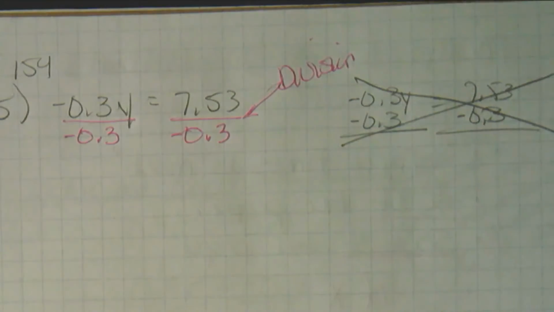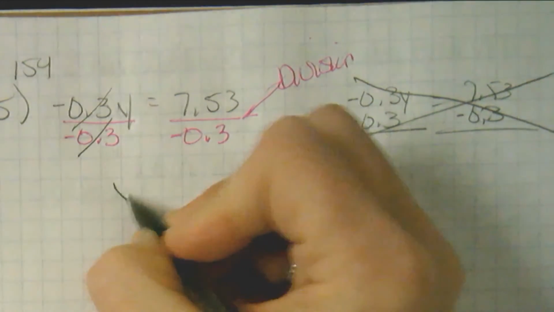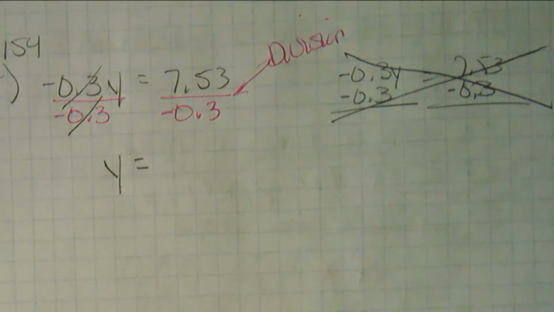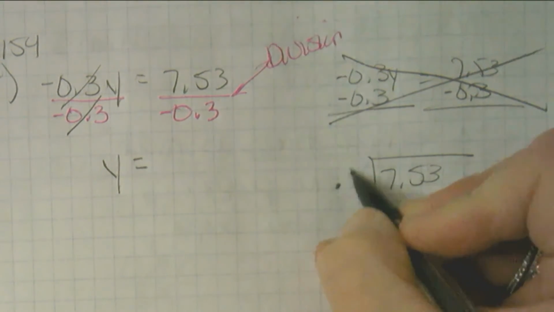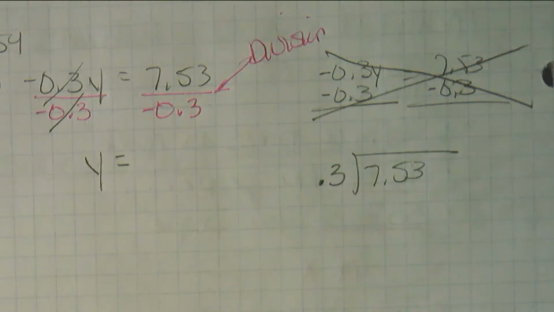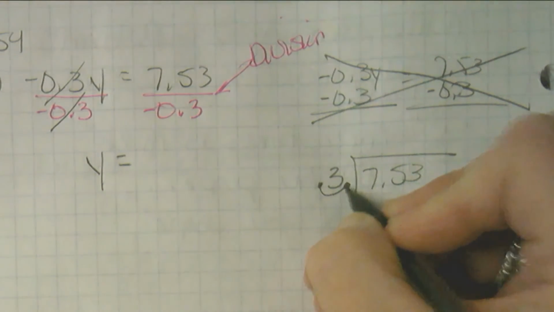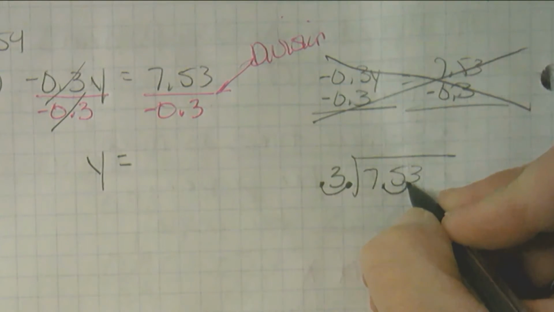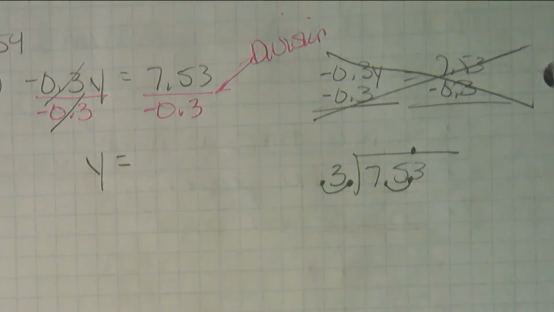All right, so when I do that, my negative 0.3s divide out. So I have y equals. You have to state what your variable equals, please. So off to the side, I'm going to do that division. I'm just going to drop that negative off because in the end, I'll just put a negative on my answer. All right, I need to move my decimal on my divisor one place to the right to make it a whole number. So that means that I need to move my decimal one place to the right on my dividend as well, and I'm just going to move that up to its new location.